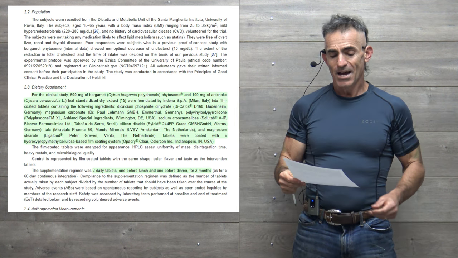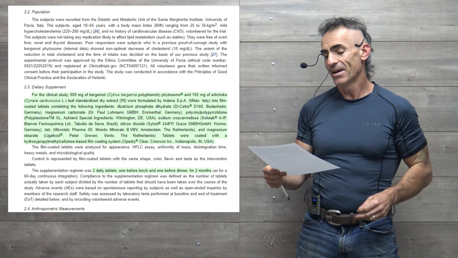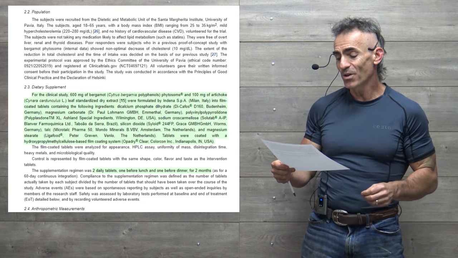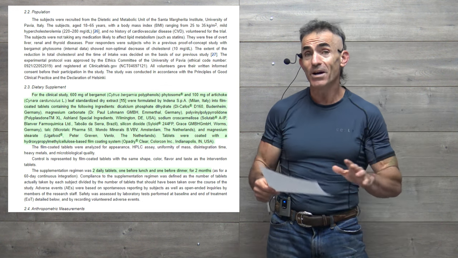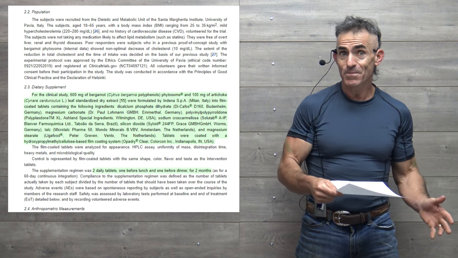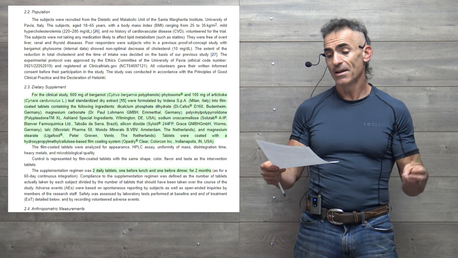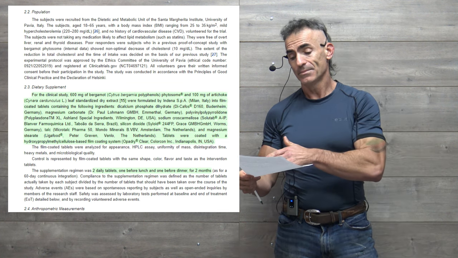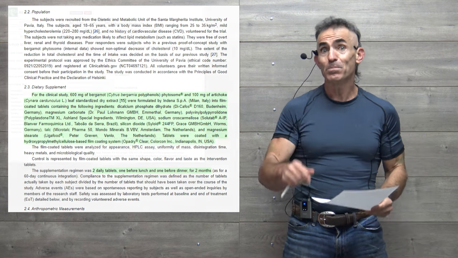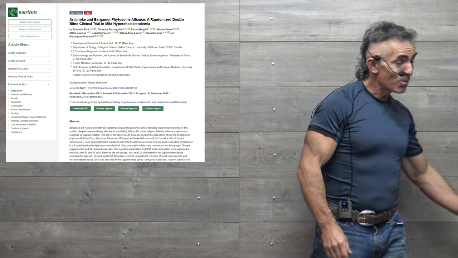There it is. The supplementation regimen was 2 tablets daily, 1 before lunch and 1 before dinner for 2 months. That is it. A tablet of 600 milligrams of bergamot with 100 milligrams of artichoke extract, and then another tablet before dinner. One tablet before lunch, one tablet before dinner, and that was it. And those were the results.